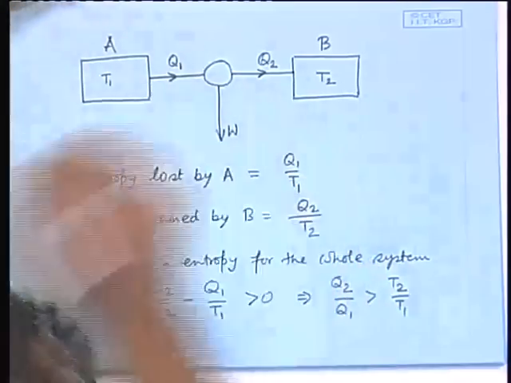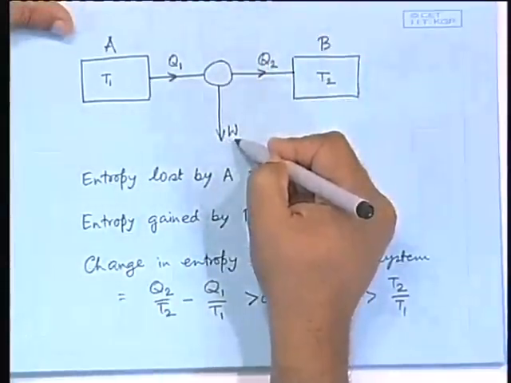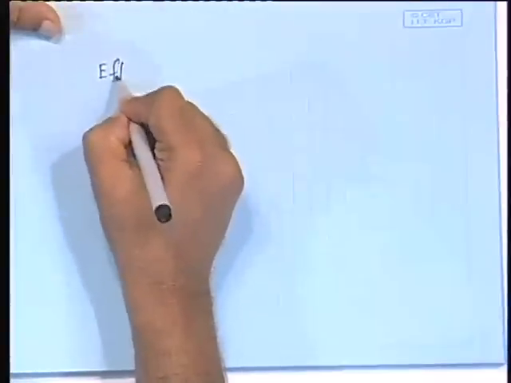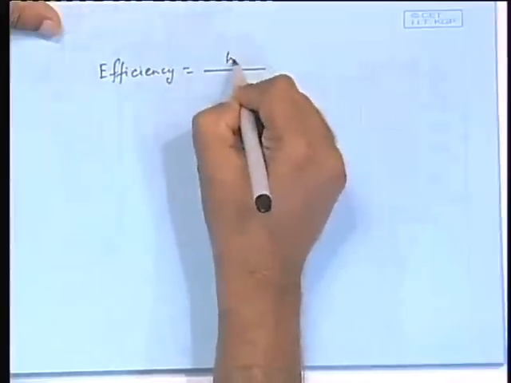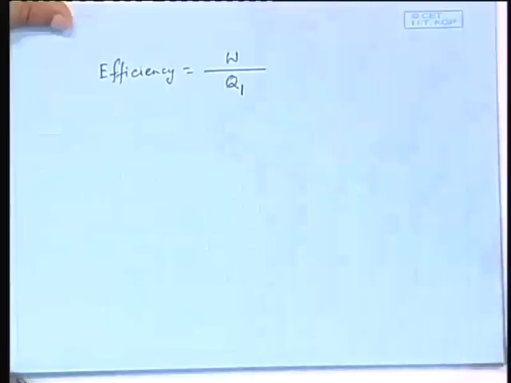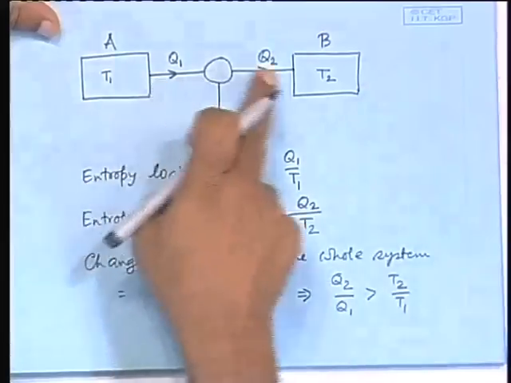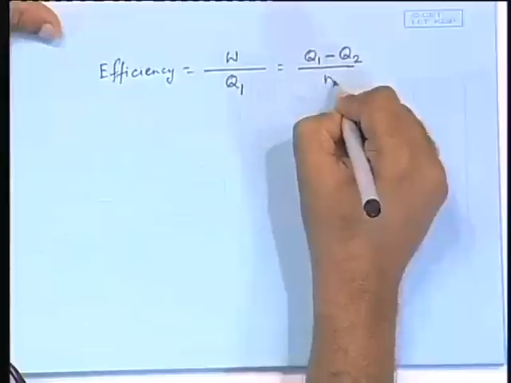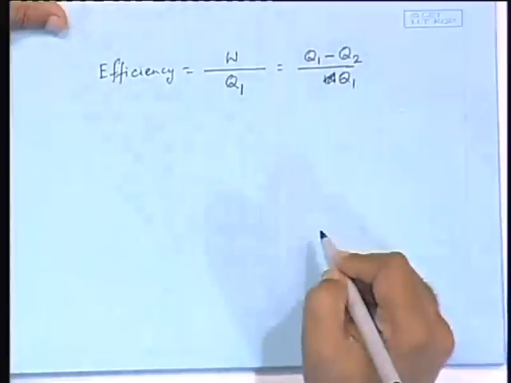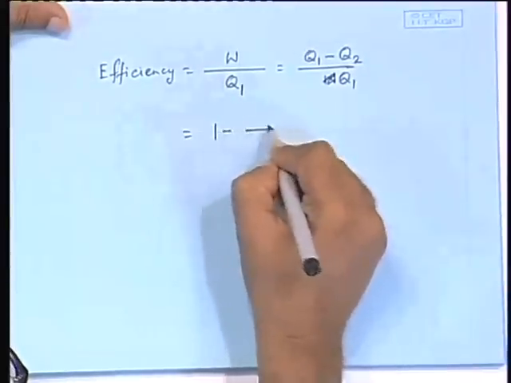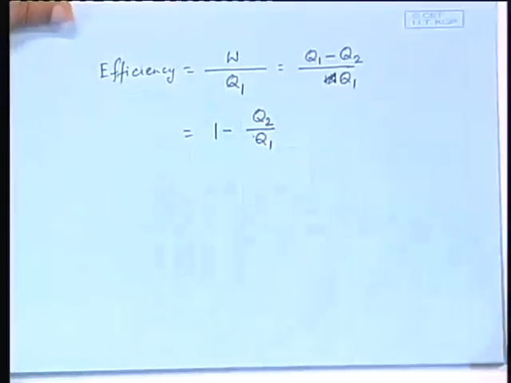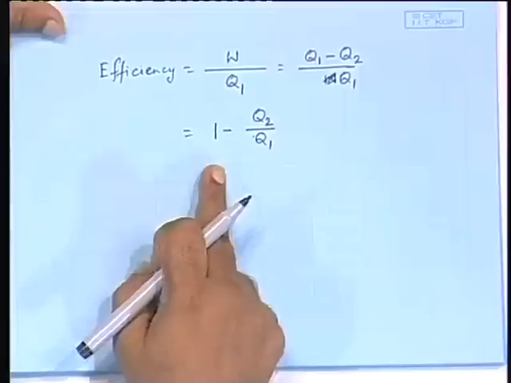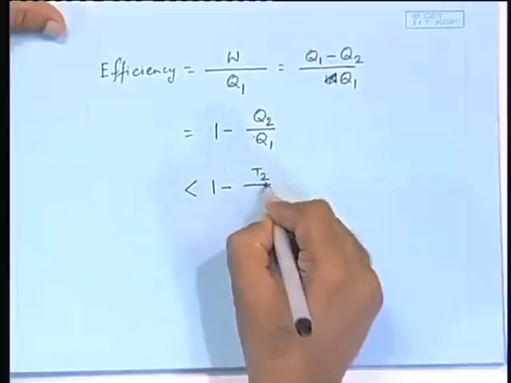Fine. Now, how much is the efficiency of the system? The amount of energy output is W, amount of energy input is Q1. So, efficiency is W by Q1, and how much is your W? By the first law, it is nothing but Q1 minus Q2. So, this is, sorry, this is nothing but 1 minus Q2 by Q1, right. Now, we have already seen that Q2 by Q1 is greater than T2 by T1, which means the efficiency is always less than 1 minus T2 by T1, that is it.